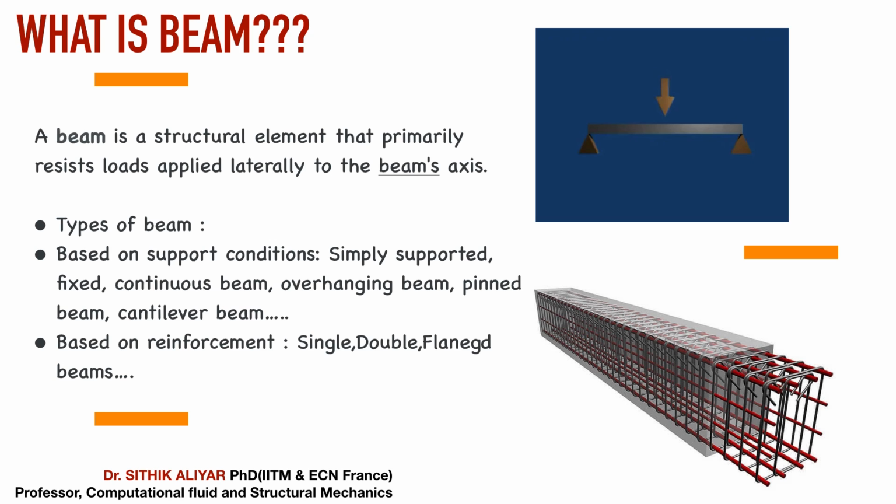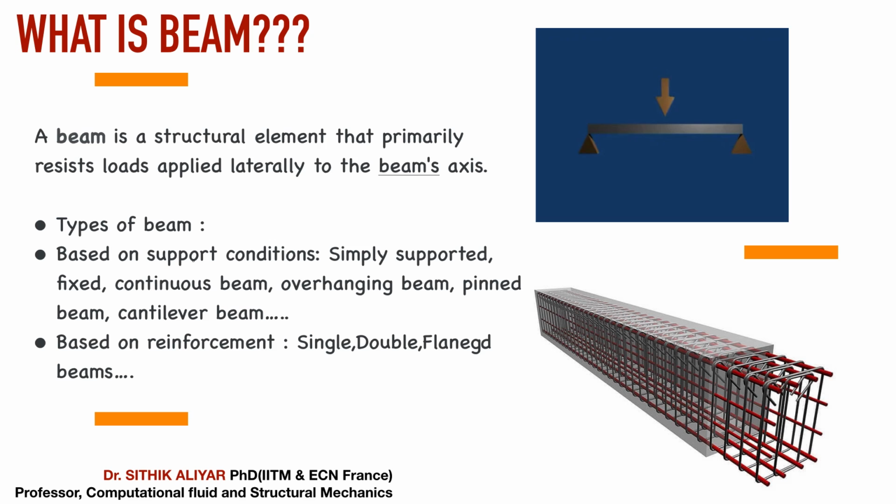Okay, it might be a little difficult to understand, but I will try to make sure you understand, even if you don't have much knowledge about beam bending theory. Based on support conditions, you have different types of beams. Based on reinforcement, that's what we are going to see: single reinforcement, double reinforcement, flanged beams. There are three classifications you should remember.